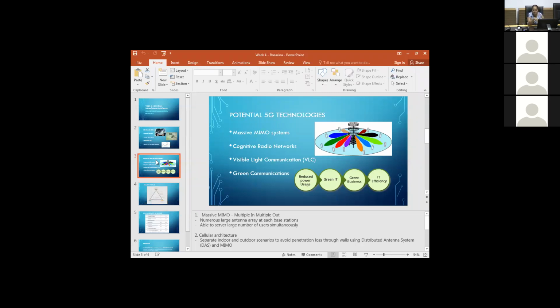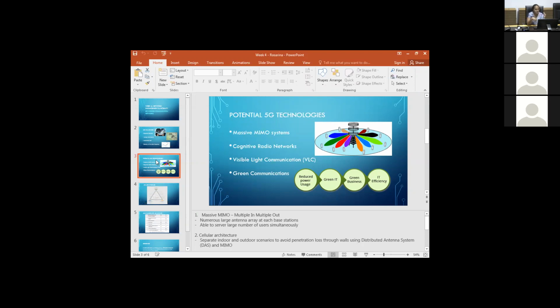The second point for potential 5G was the cellular architecture, as also highlighted by my colleagues. This was separating indoor and outdoor scenarios to avoid that penetration loss, which I highlighted at the top as one of the challenges in the 4G network.